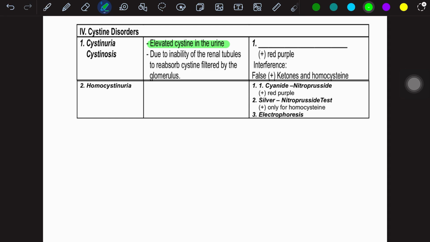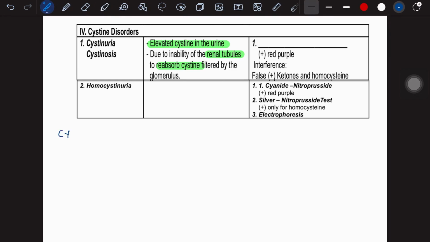So the presence of increase in urinary cysteine is not due to a defect in the metabolism of cysteine, but the inability of the renal tubules to reabsorb cysteine filtered by the glomerulus. This is the reason why our cysteine comes out in our urine. So there are two modes of inheritance in our cystinuria. So let us write here since this is not separate in our notes.